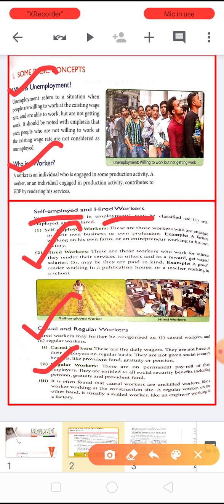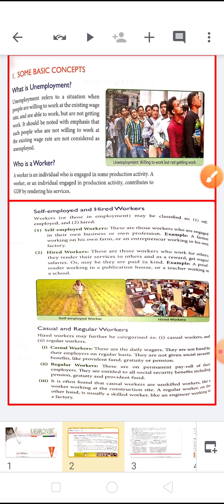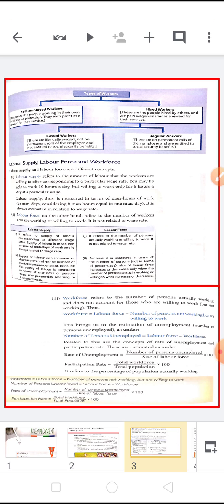Children, it is often found that casual workers are considered unskilled workers, like workers who are working at a construction site, whereas a regular worker, on the other hand, is usually a skilled worker, like an engineer who is working in a factory. So these are the broad classifications of workers: self-employed and hired workers, casual workers, and regular workers.